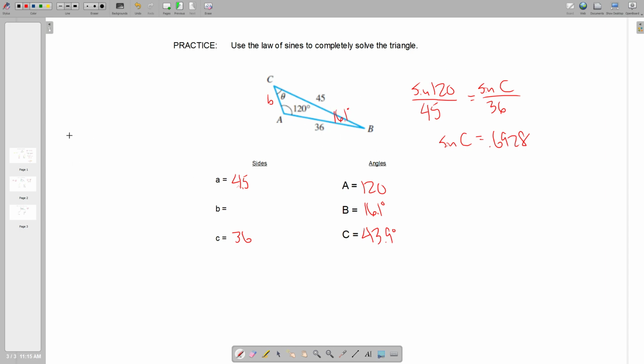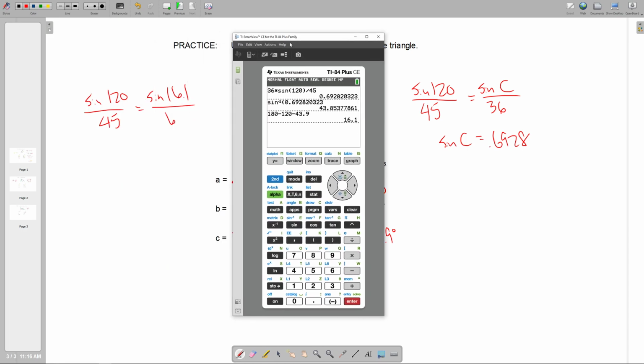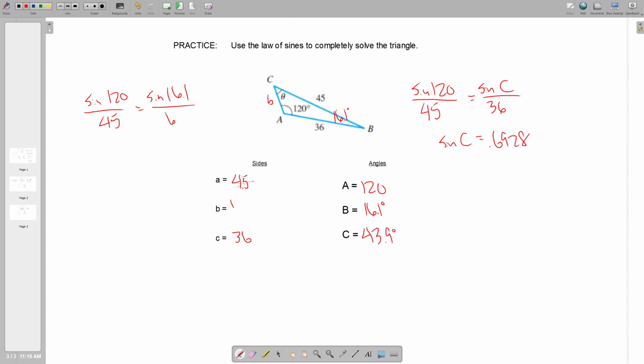So let's use the same ratio they gave me in the beginning, the sine of 120 over 45, because that's the one I started with, is the sine of, now that I know angle B, 16.1 divided by, I'm looking for side B. So that's cross multiply time. 45 times the sine of 16.1 divided by sine of 120 equals 14.4. 14.4.